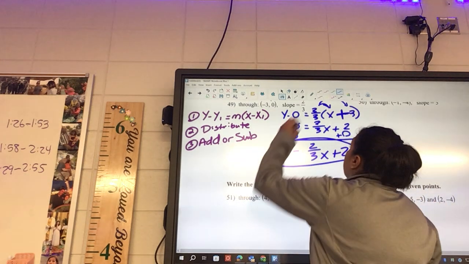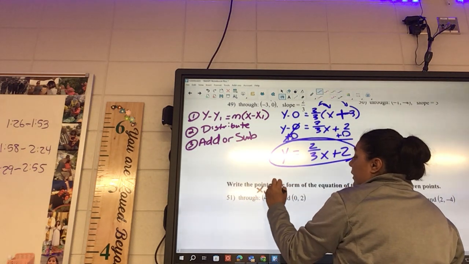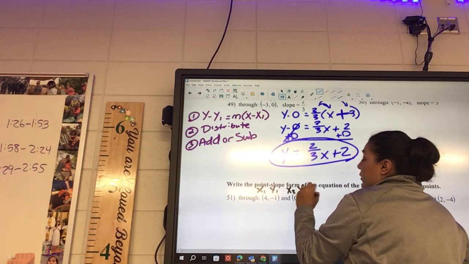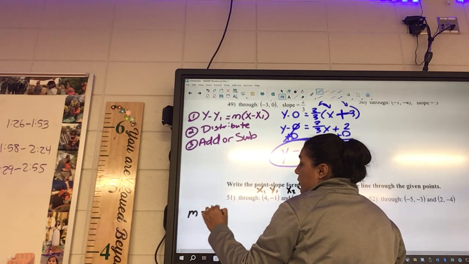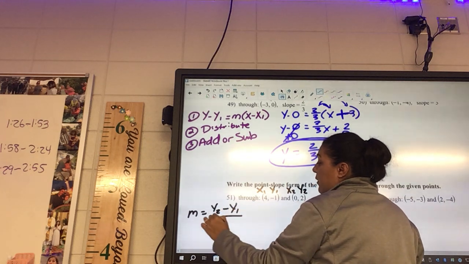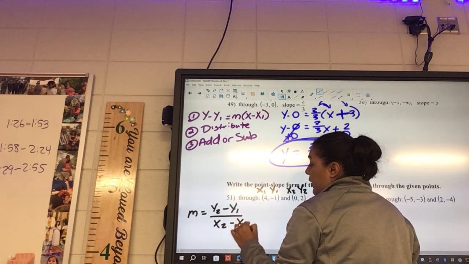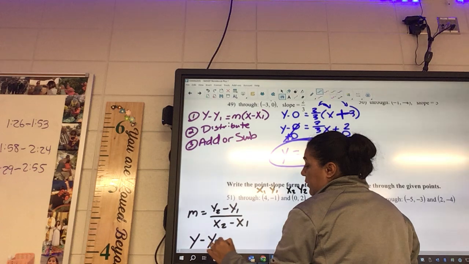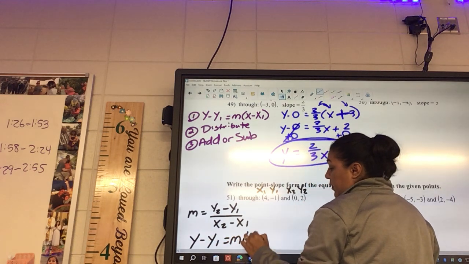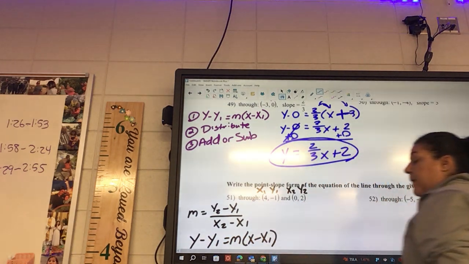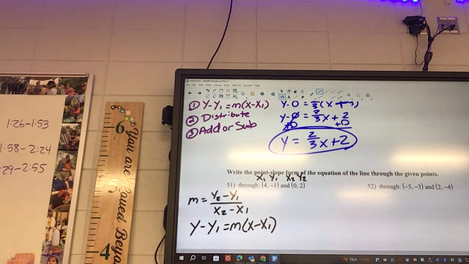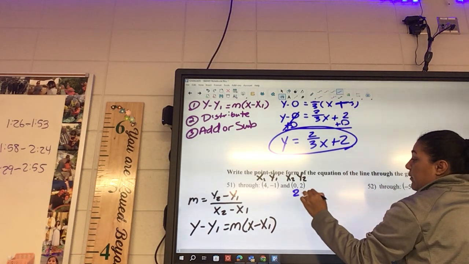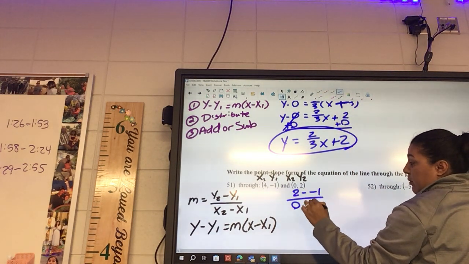Okay, 51, you're gonna label x1, y1, x2, y2. So your very first one, you're gonna use this formula. M equals y2 minus y1 over x2 minus x1. And then you're gonna use this formula. Okay, so those are the two that you're gonna use. Okay, so we start off with 2 minus -1 over 0 minus 4.